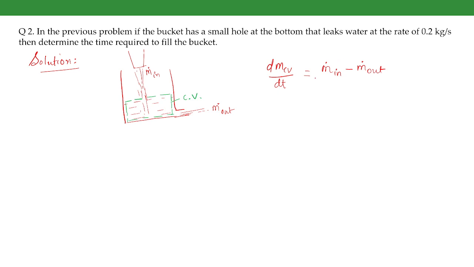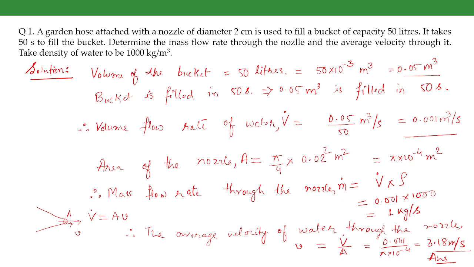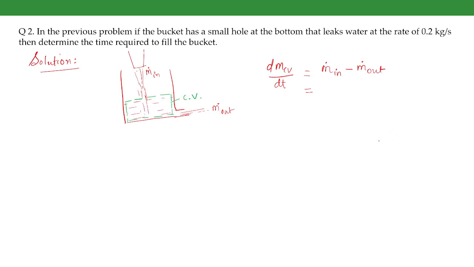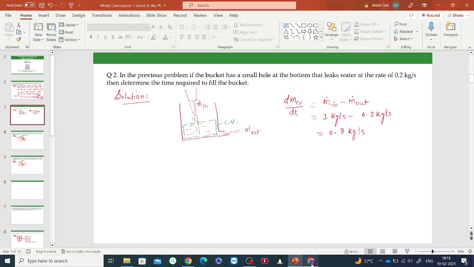The rate at which it is coming in, we have found out from the previous problem, is 1 kg per second, and this is 0.2 kg per second. So the net mass of water in the control volume is increasing at the rate of 0.8 kg per second.